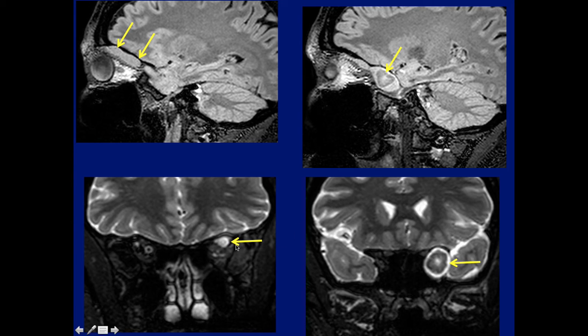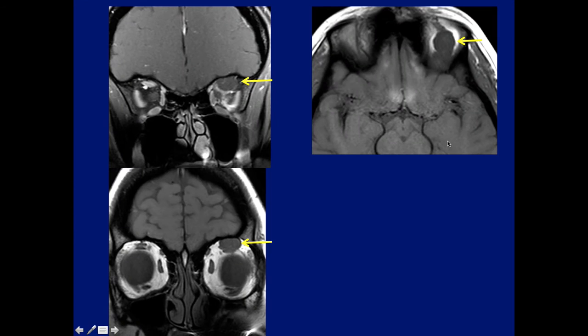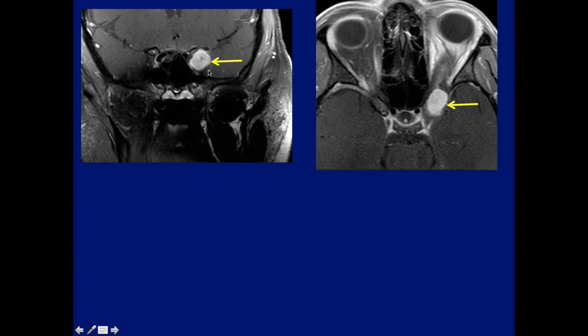Here it is on T2. This was more anteriorly, high signal. This is further back where this lesion was. Here it is on coronal images, and on axial you see this very large lesion. Enhanced, there was an enhanced part. This was likely a nerve sheath tumor.